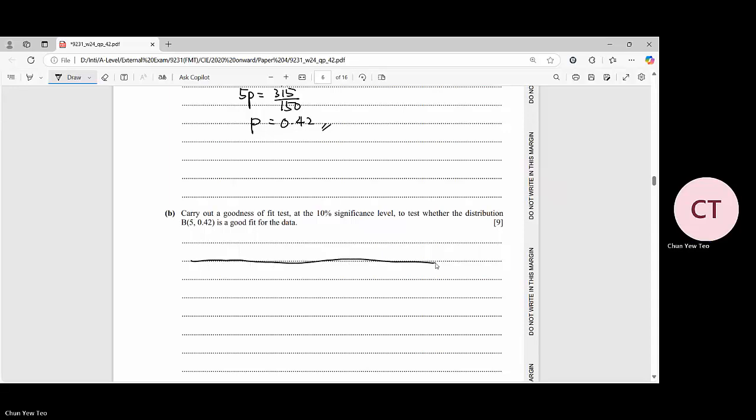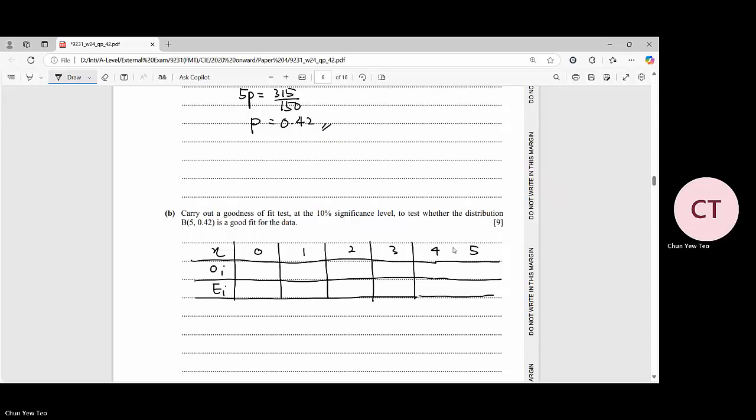Let me just draw the table. This is the X, this is the Oi, this is the Ei. And the X starts from 0, 1, 2, 3, 4, and then 5. Over here, you will get 12, 40, 43, 35, 16, and 4. So these are the given observed frequencies.